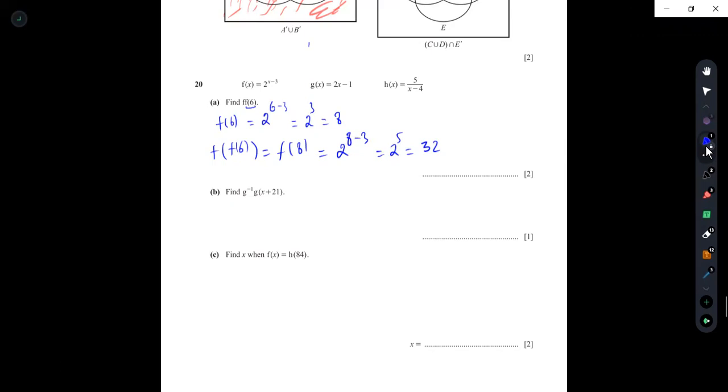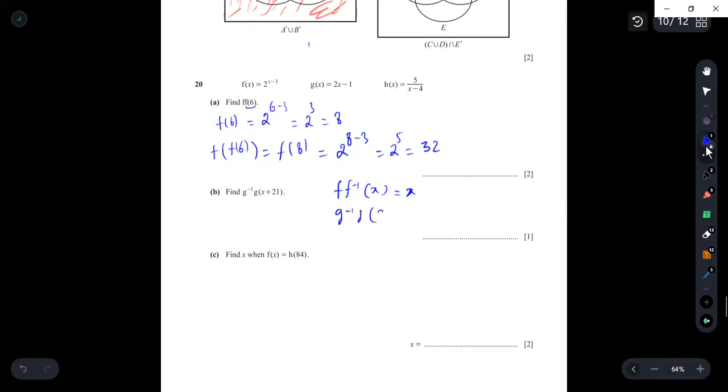Find g inverse of g of x plus 21. We just need to remember that when two functions are inverses of each other, they cancel out each other if we have anything inside the bracket, and the answer will be that number. So f inverse of f of x is x. G inverse of g of 3 is 3. G and g inverse cancel out, only 3 will be left. Likewise, g inverse and g cancel out, and the answer is x plus 21.